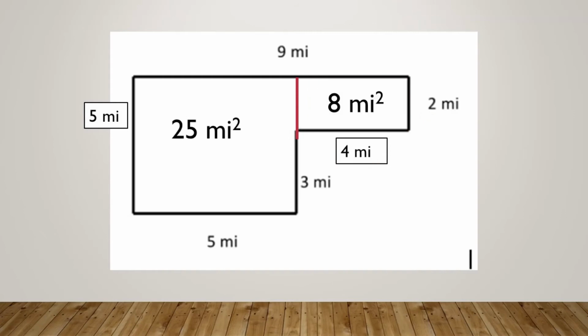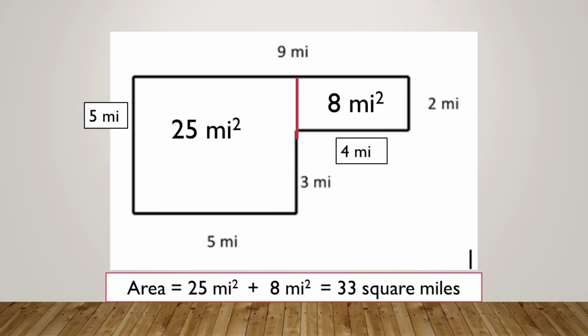Think about the final step needed to get the area of the entire small town. You got it! 25 square miles plus 8 square miles equals 33 square miles. That is the area of this small town. That was excellent practice. Stick with it. There's one more problem in this video.